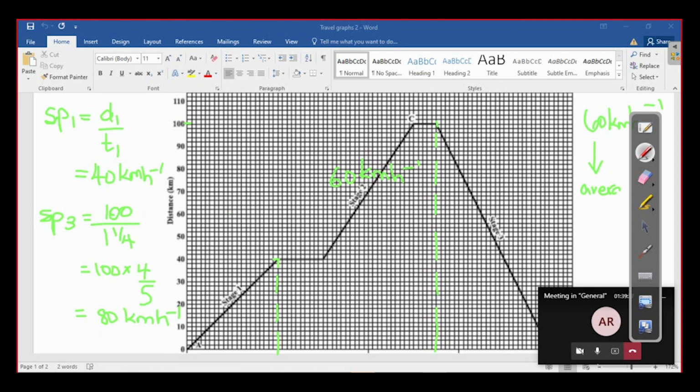Anybody? What is the average speed? Okay, thank you. For a second there, you all had me a little concerned. Okay, 60 kilometers per hour. That is the average speed for the journey when the car was moving. So this is how we would have worked out this question.